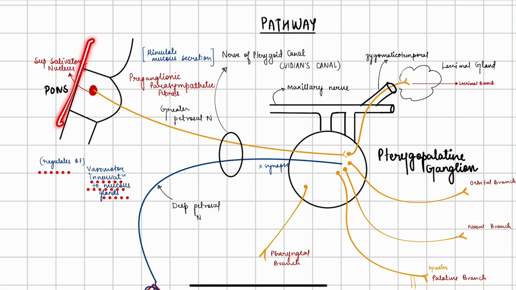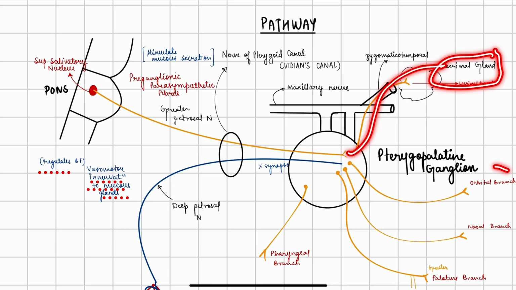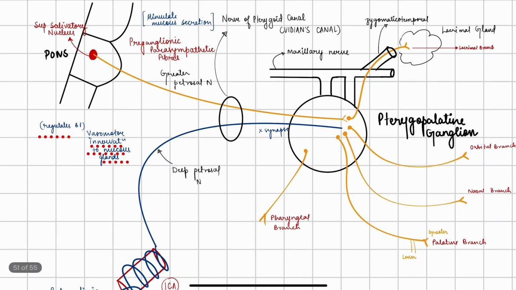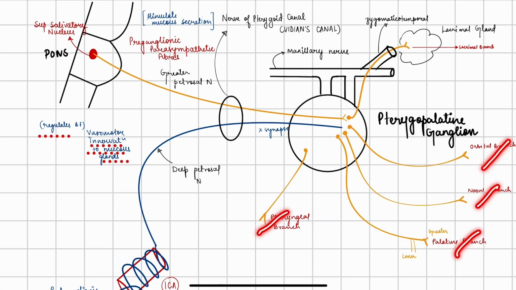So here is the pons part. This is the medulla oblongata, and this is the pons, wherein the superior salivatory nucleus is present. From here, the preganglionic parasympathetic fibers pass through the nerve of the pterygoid canal, which is known as the Vidian canal, and go through the pterygopalatine ganglion. Then it relates to the lacrimal gland, the orbital branches, and nasal branches. It gives out five branches: lacrimal, orbital, nasal, palatine, and pharyngeal.